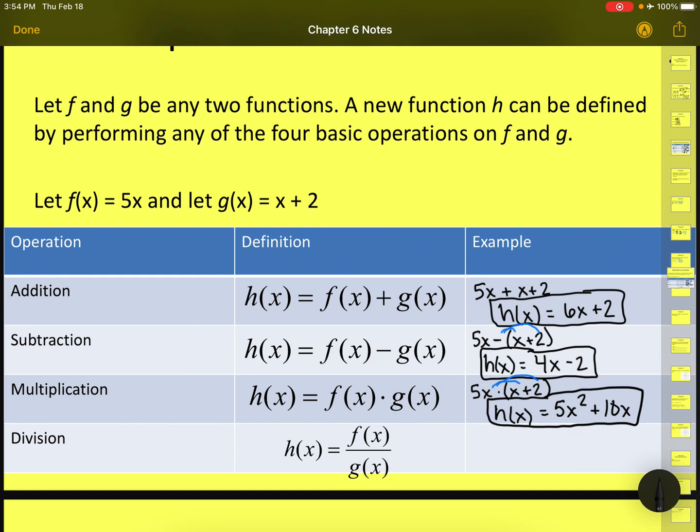Now let's say, well, what if we want to divide f and g? Well, I'm going to start with 5x on top because f needs to be on top. And then g needs to be in the bottom, or x plus 2. And I can't really do anything else to it. So here's my new function h. It really can't be simplified much more. So here's a new function h, 5x over x plus 2.